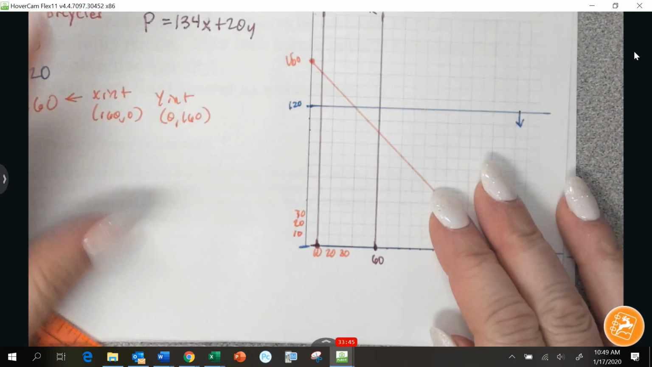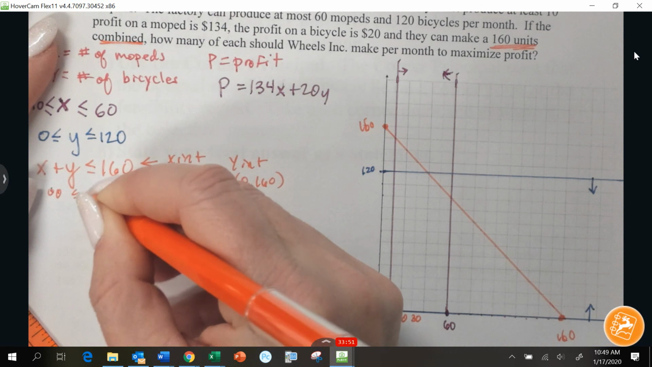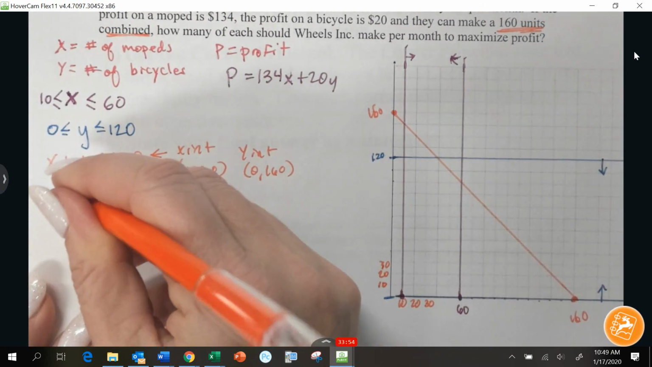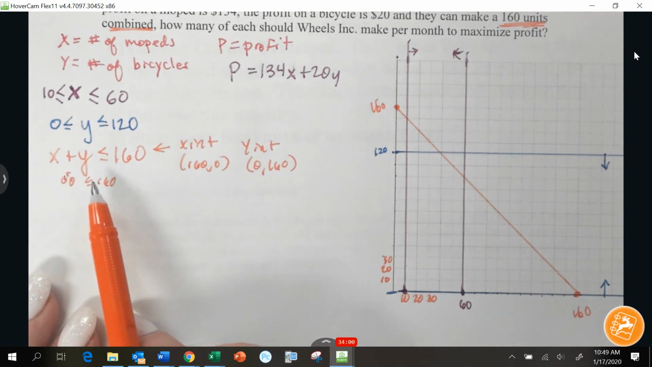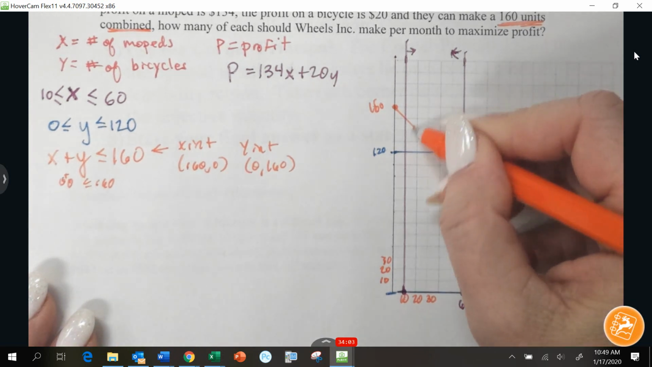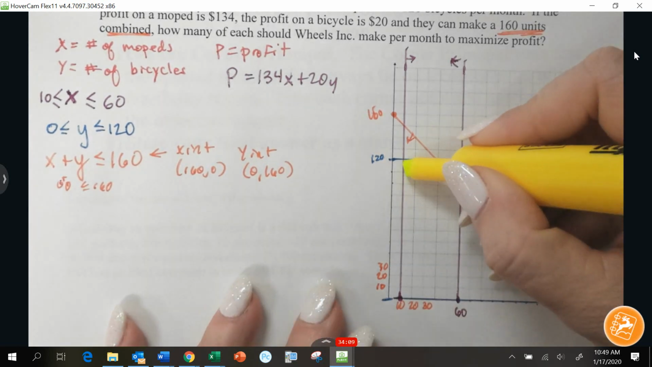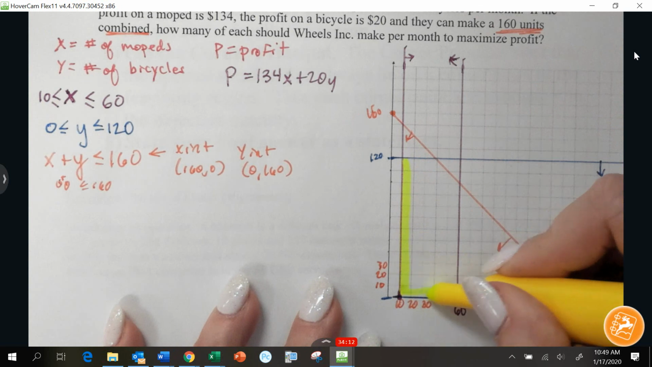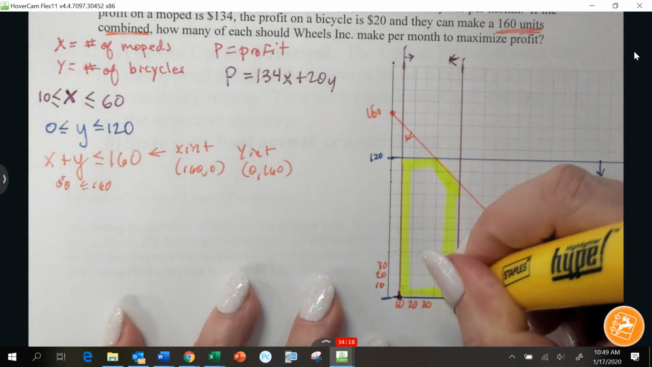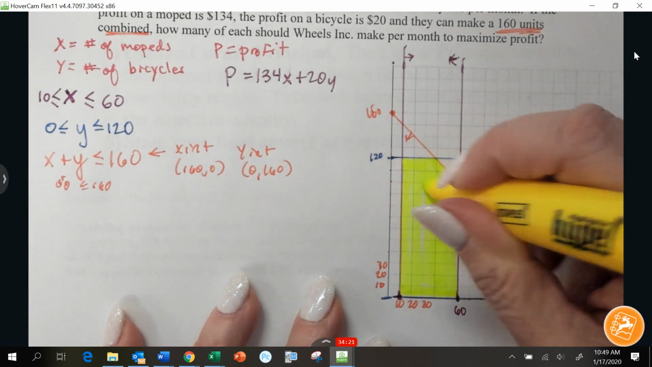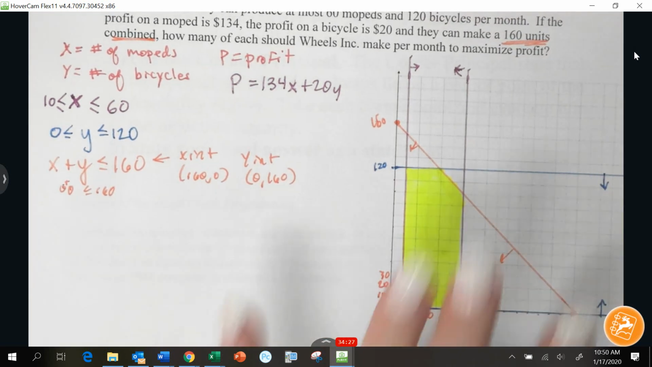All right. And then we got to figure out shading, so let's test a point. If I plug in 0, 0, what do you think? Does 0, 0 work? Does 0, 0 get shaded if I plug in 0, 0 into the orange one? Yes. So we'll shade towards 0, 0. They all overlap in a pentagon. If it's a pentagon, how many vertices? Yeah, 5. Okay, take a moment, see if you can find all 5 vertices.